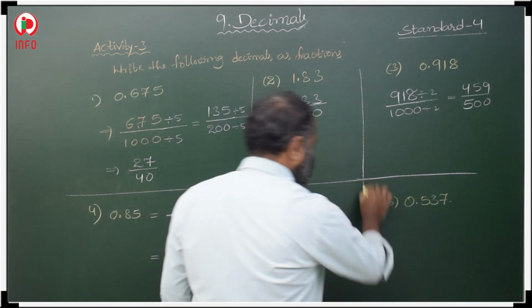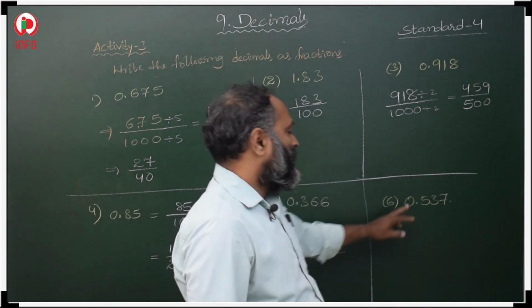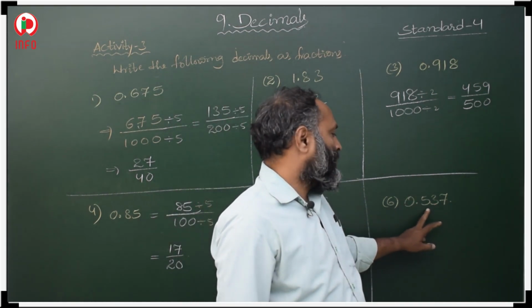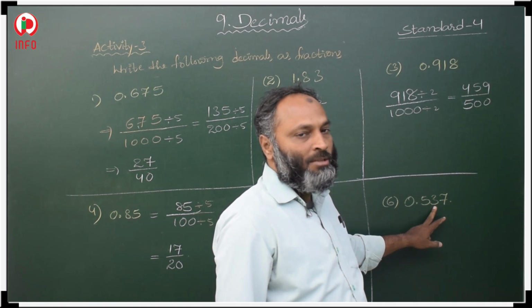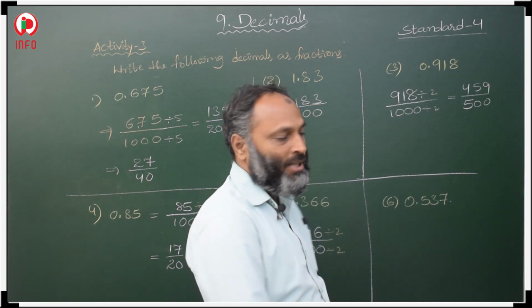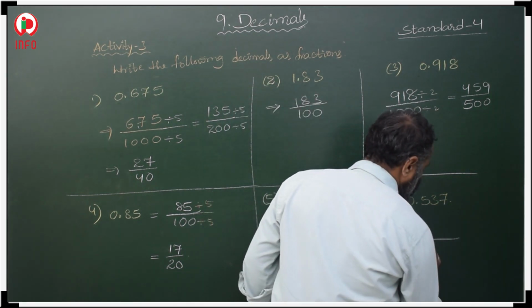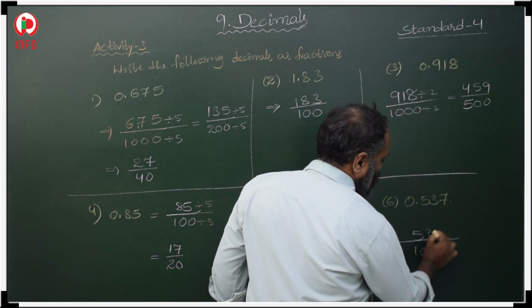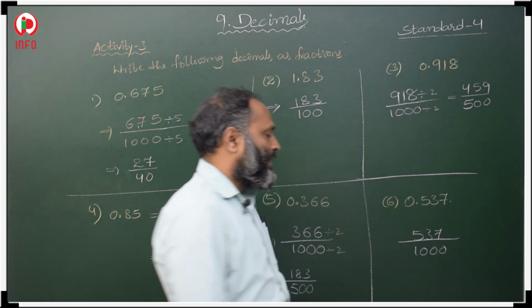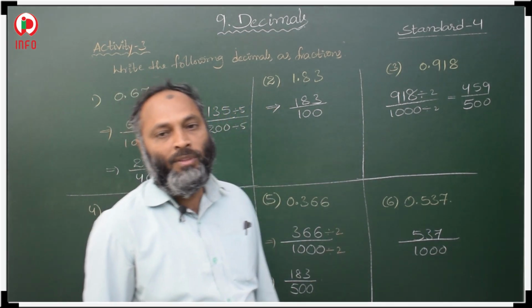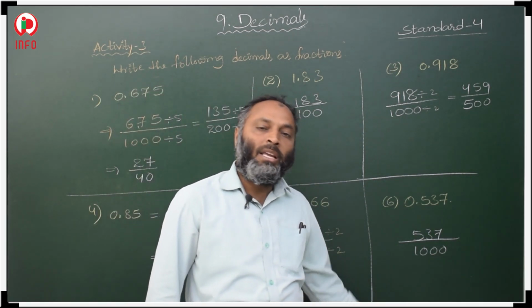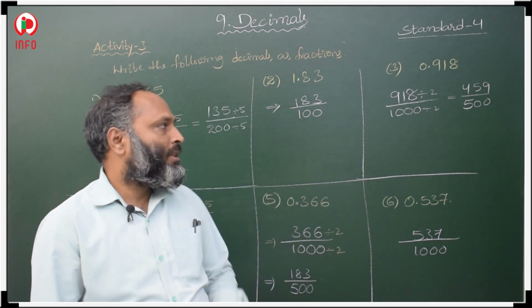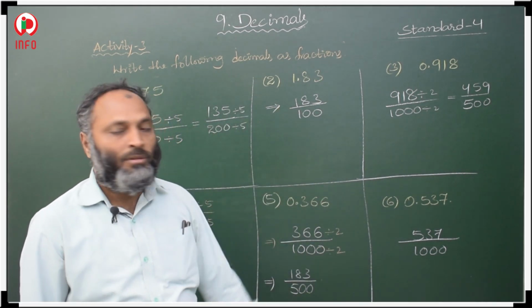Now here 0.537: 5 in tenths place, 3 in hundredths place, 7 in thousandths place, means we have to write it by 1000. Then after that 537. Here 0 is there, no need to take that 0. 537 by 1000. This is already in simplified form. This is the method to convert decimals into fractions.